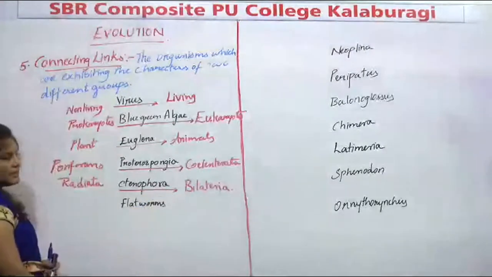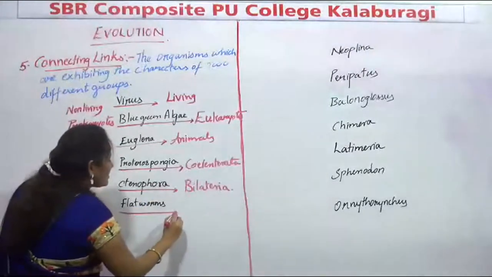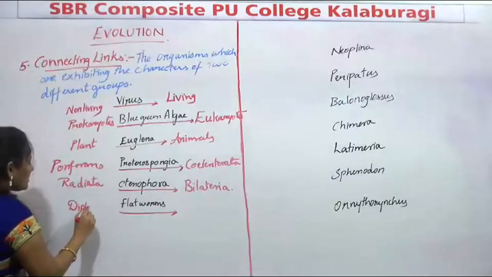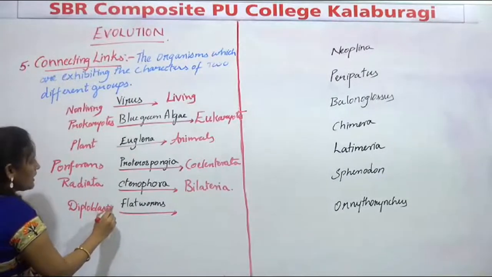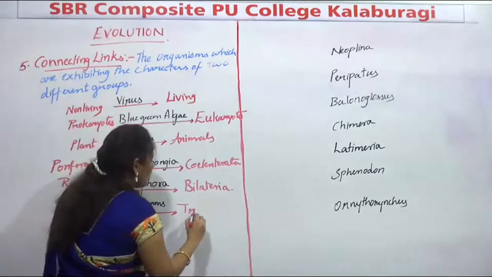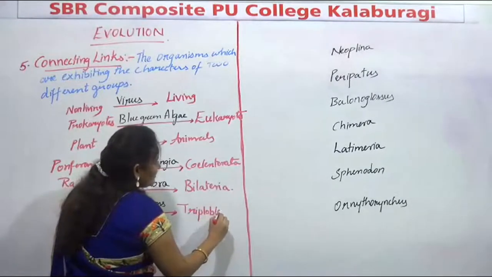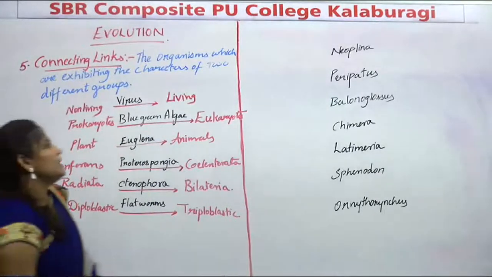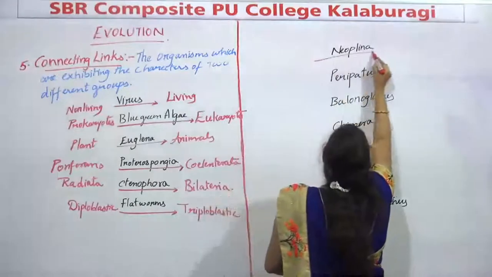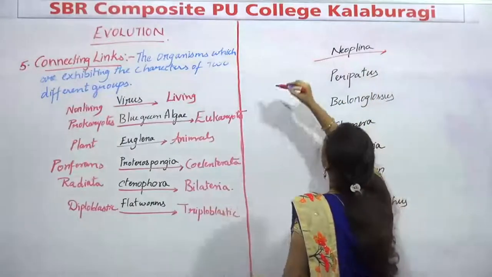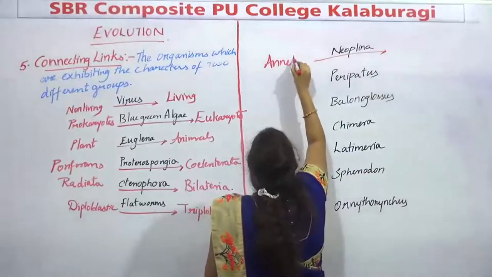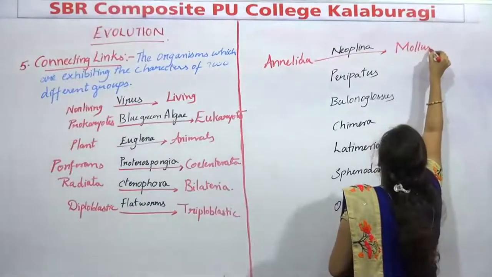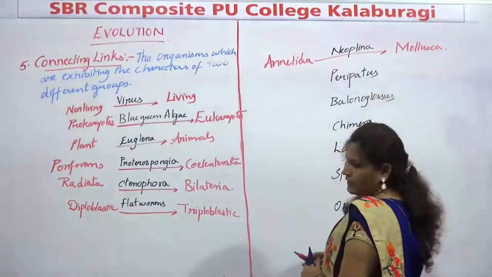Radiata and bilateria. Whereas flatworms are the connecting link between diploblastic organisms and triploblastic organisms. Okay, now Neopilina. Neopilina is the connecting link between annelida and mollusca. Annelida and mollusca.